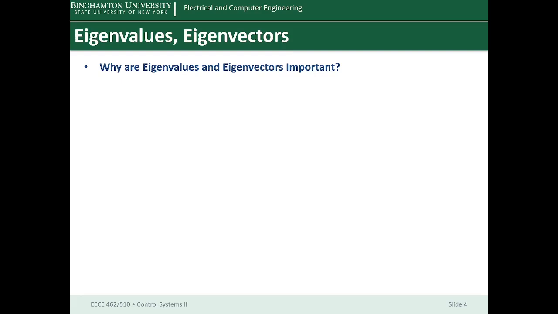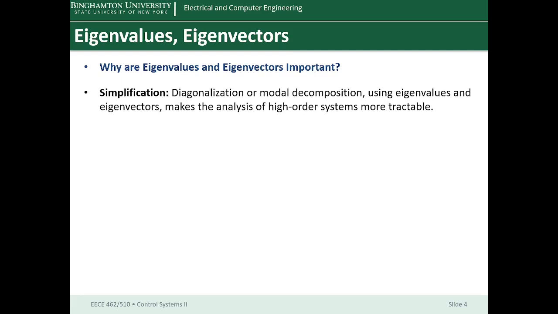In control theory, they play a central role in describing how systems behave, evolve, and respond over time. One of the greatest advantages of working with eigenvalues and eigenvectors is that they allow us to diagonalize a matrix or perform what is called modal decomposition. This means we can express a complicated high order system as a set of independent modes, each governed by a single scalar value, its eigenvalue.